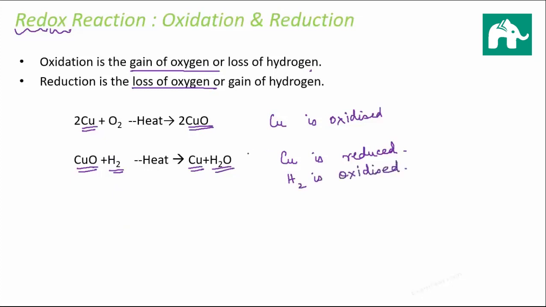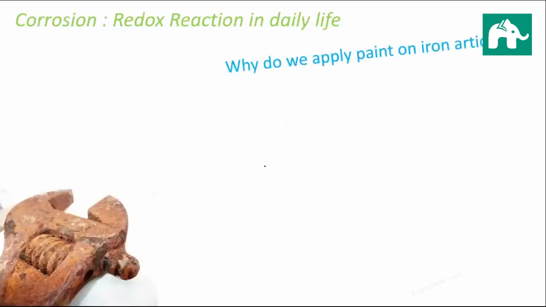So if you actually look at this reaction, we see that one element is getting reduced, the other element is getting oxidized. So that means oxidation and reduction are taking place simultaneously. This type of reaction is called redox reaction. That is why they are called redox, that is reduction, oxidation taking place side by side. So that's redox reaction. Now let us look at some examples of redox reaction from day-to-day life.